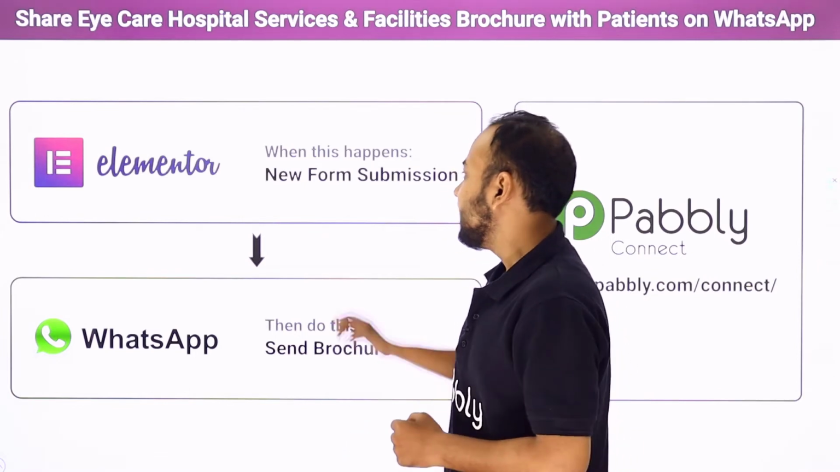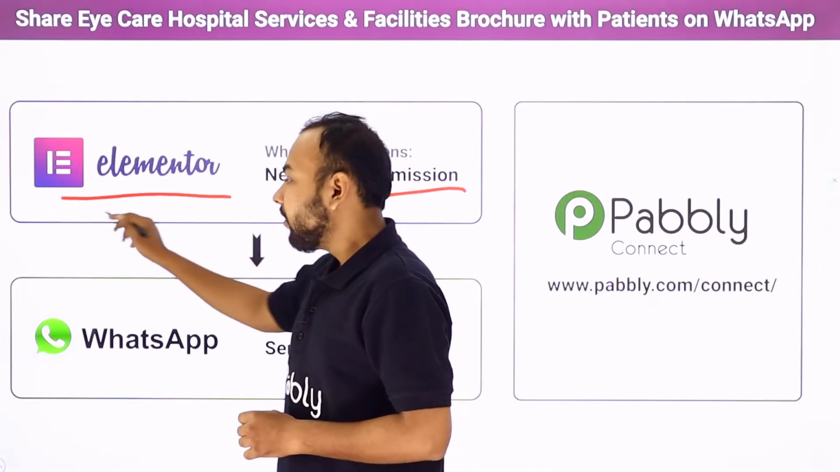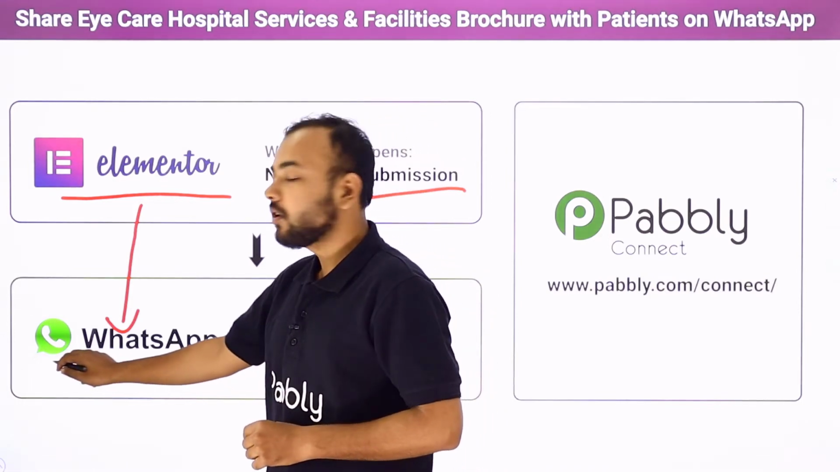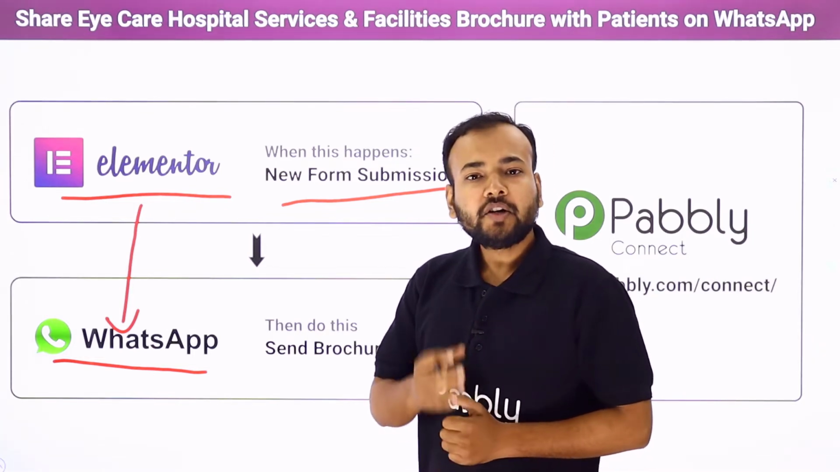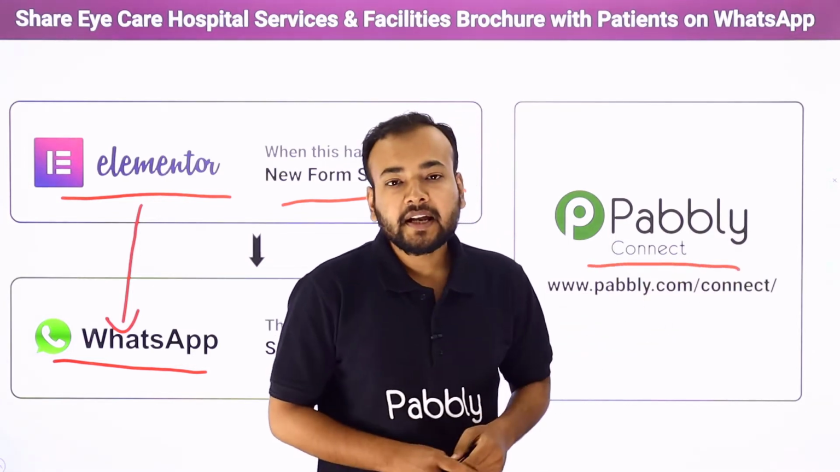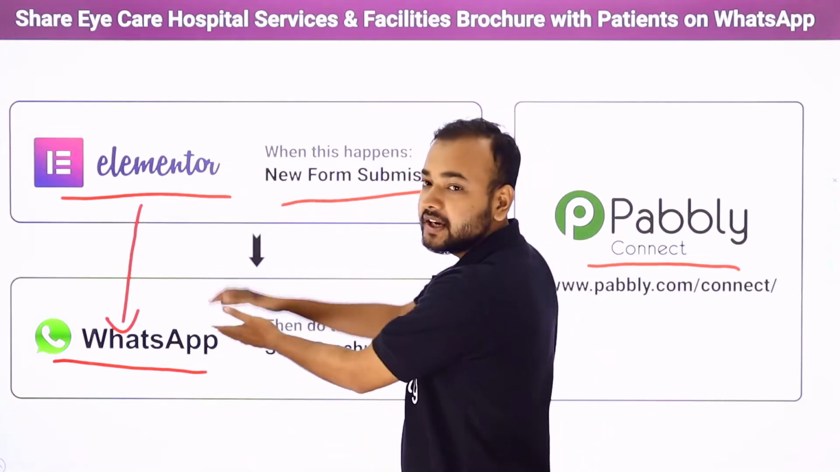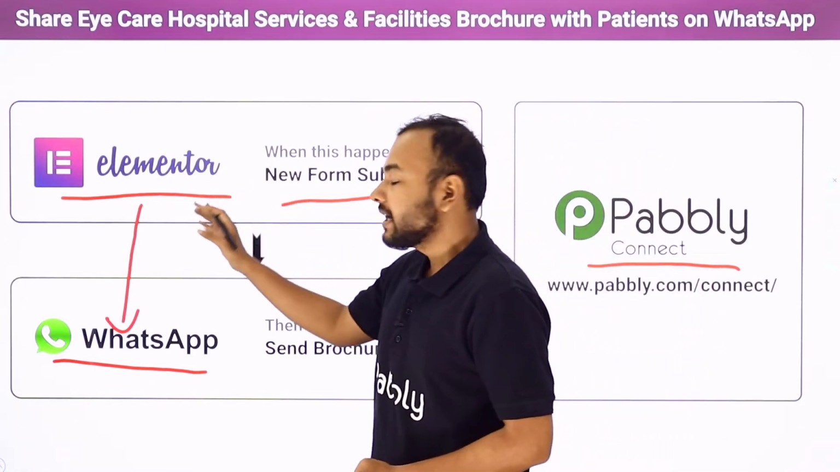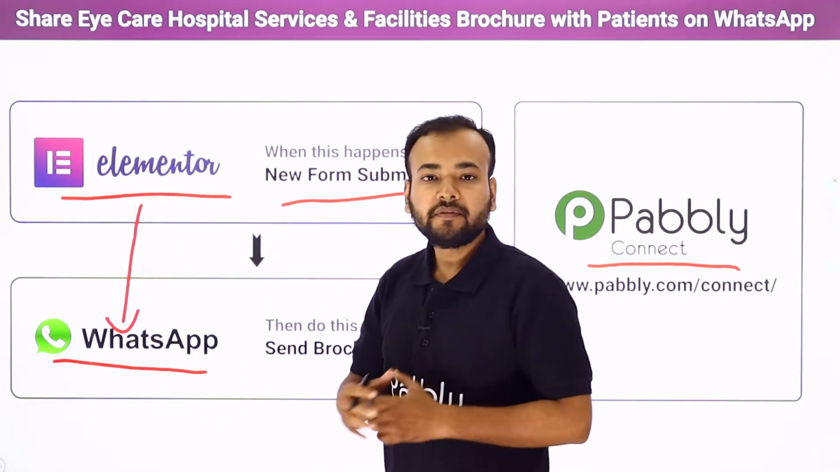What if I tell you that as and when you get a new form submission of inquiry here in an Elementor form, a WhatsApp message gets automatically delivered to the person who has filled that form along with the brochure of your eye care hospital. Yes guys, this can happen, and to make this happen I am using a software here called Pabbly Connect. So guys, Pabbly Connect is an automation and integration software, and what it will do, it will connect these two applications together such that whenever you get a new form submission, a WhatsApp message gets automatically delivered along with the hospital's brochure to the person who has filled that inquiry form, right?